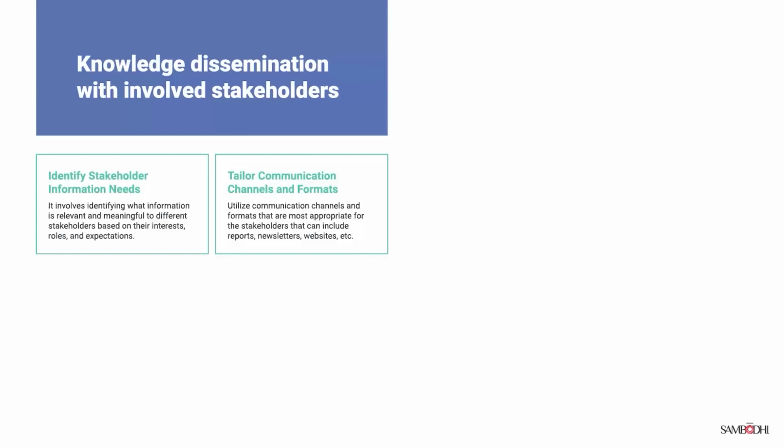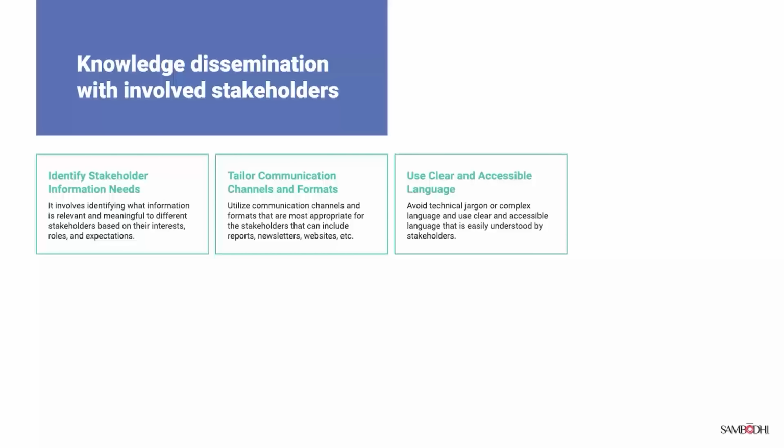We can use the findings from monitoring and evaluation of the program to identify stakeholder information needs, which involves identifying what information is relevant and meaningful to different stakeholders based on their interests, roles, and expectations. Number 2, tailor communication channels and formats. Utilize communication channels and formats that are most appropriate for the stakeholders, which can include reports, newsletters, websites, etc. Use clear and accessible language. Avoid technical jargon or complex language, and use a language that is accessible and easily understood by stakeholders.